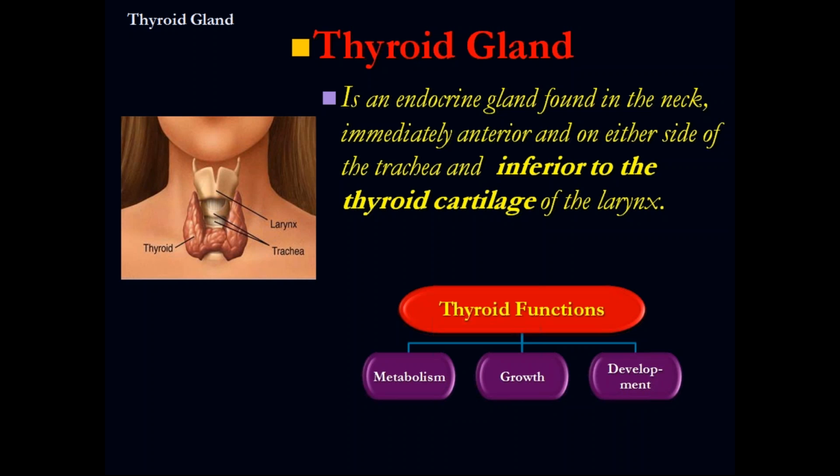The thyroid gland functions are going to be metabolism, growth, and development. Metabolism, why? Because it produces T3 and T4. What are T3 and T4? T3 and T4 are hormones that will stimulate the engine of the body, let's put it that way. It's going to lead us to produce more ATP. If you have more physical activity, your T3 and T4 are going to be high.